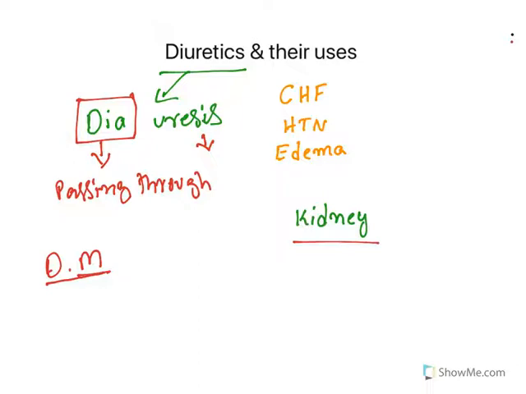Now, coming to the kidney, the kidney has three primary functions. The first function is to remove water, electrolytes, metabolic waste and drugs.